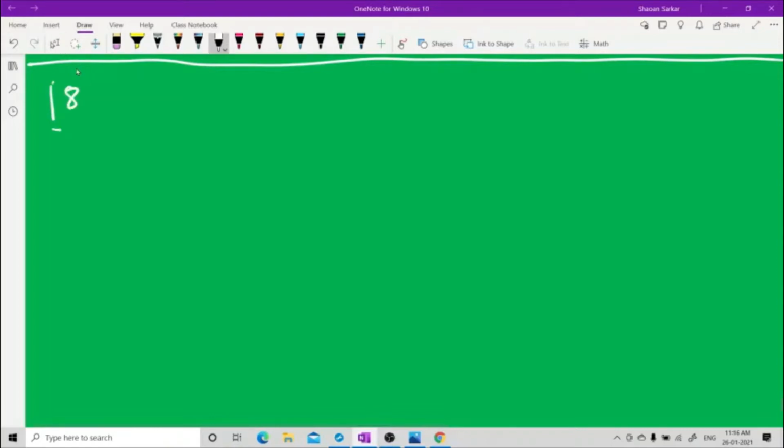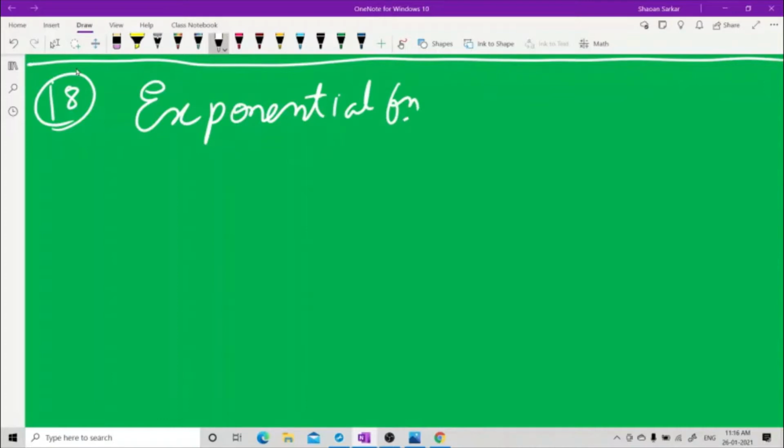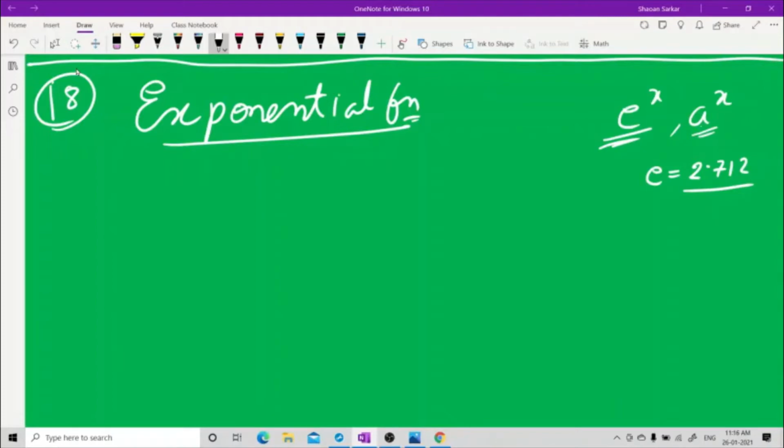Now, this is the 18th one. We are talking about exponential functions, like e to the power of x, a to the power of x. Now, this is e to the power of x, which is an example of a to the power of x, where the value of e is 2.718, something like that. So these types of functions are called exponential functions. Let's rub this.